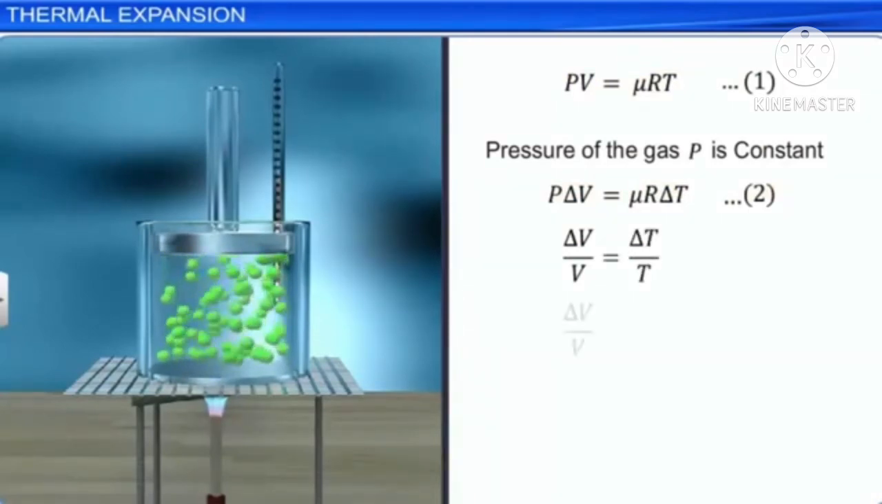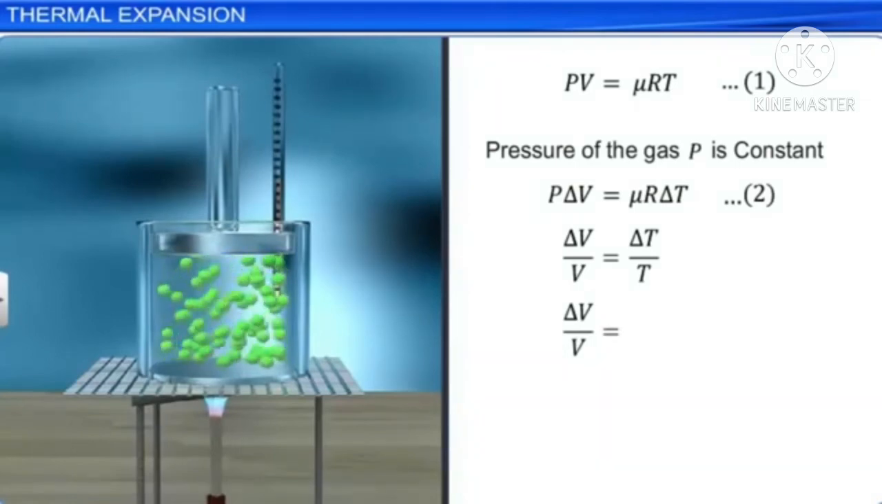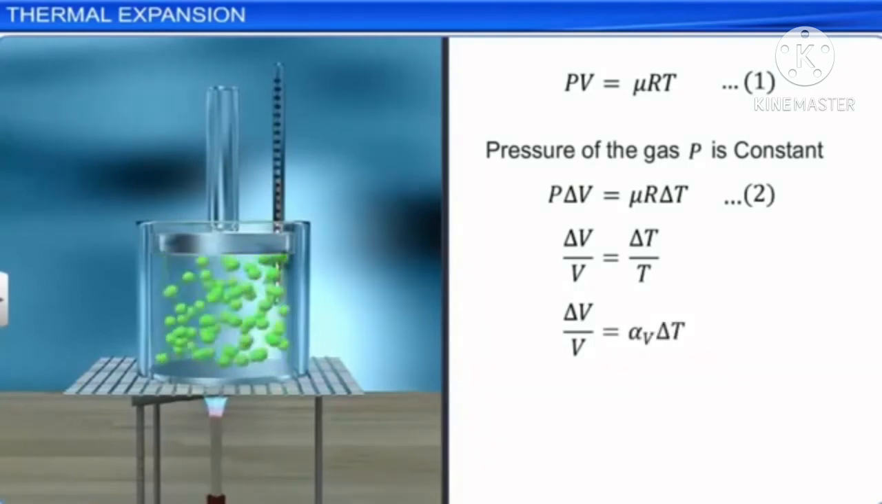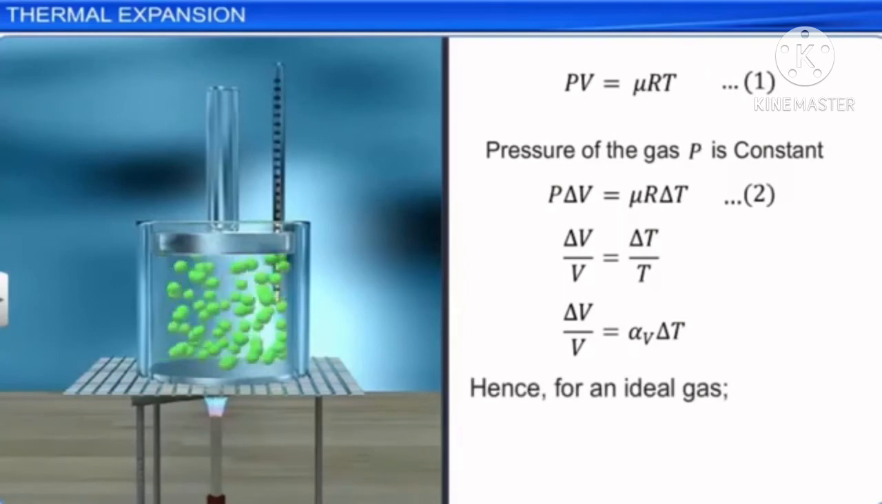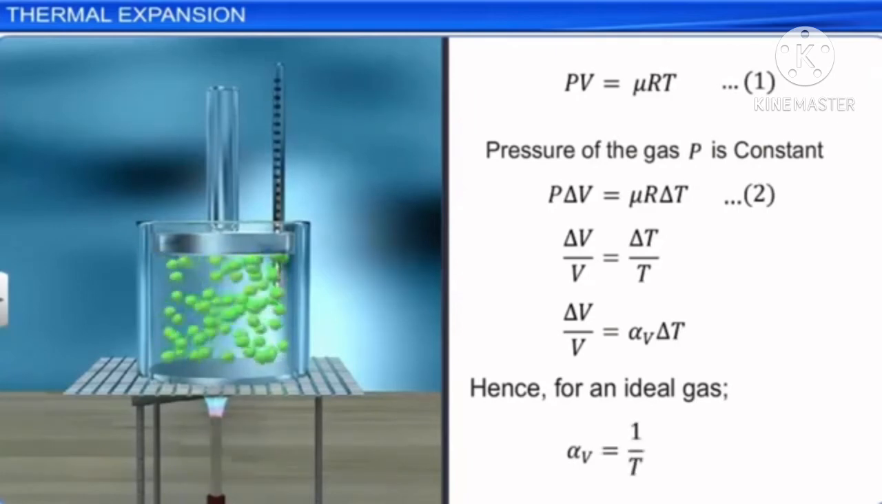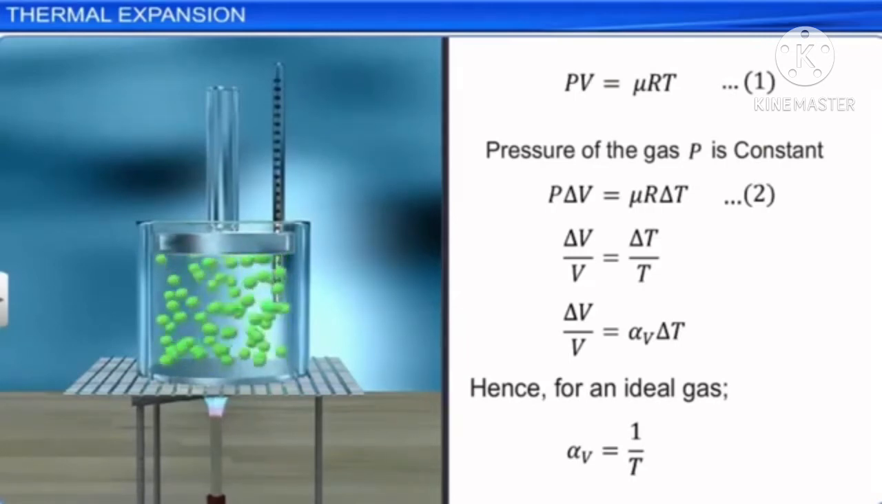But delta V by V is equal to alpha V into delta T. Hence, for an ideal gas, alpha V is equal to 1 by T. For gases, the coefficient of volume expansion is inversely proportional to the absolute temperature of the gas.